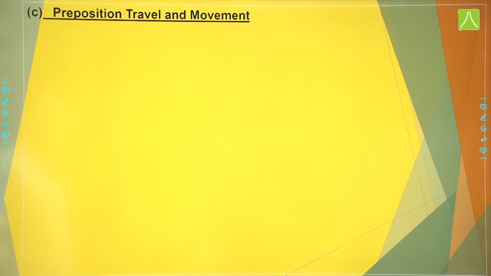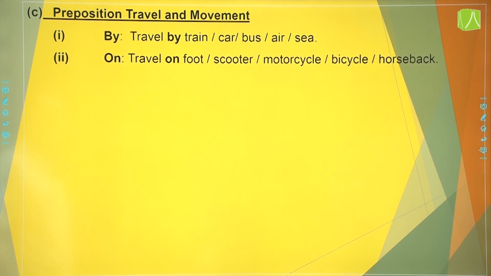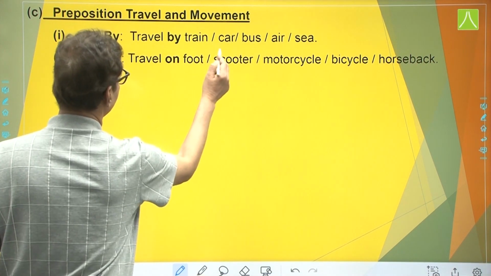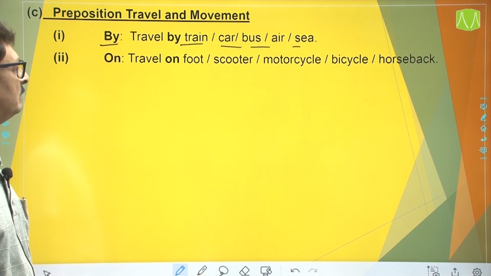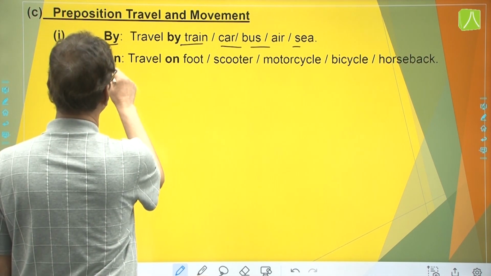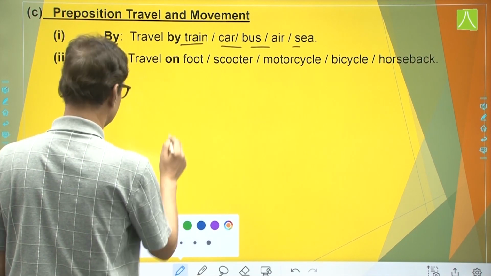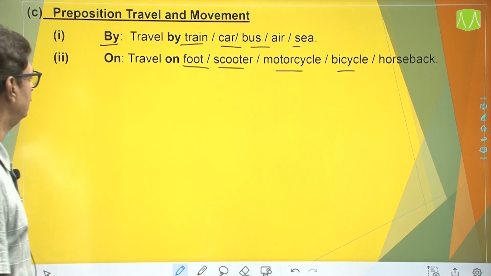A rich person. Next, prepositions for travel and movement. By is used for travel by train, car, bus, air and sea. On कहाँ यूज होता है? थोड़ा जल्दी कर लेते हैं इसको. By for train, car, bus. He travels by train, by car, by bus, by air, by sea. And on किसके लिए? Travel on foot. Travel on foot, scooter, motorcycle, bicycle and horseback.